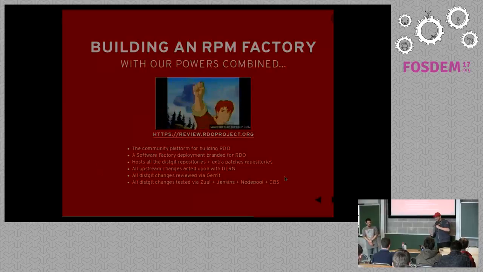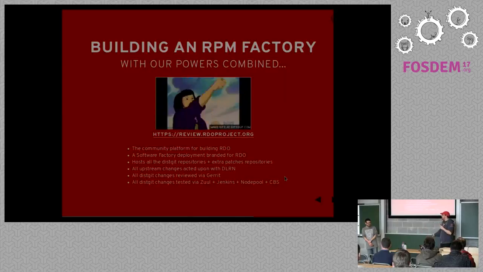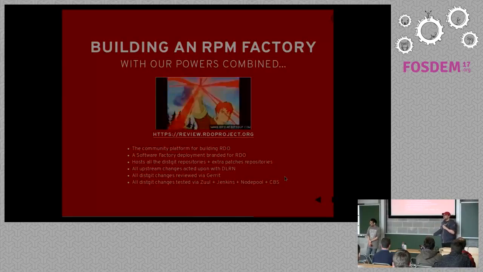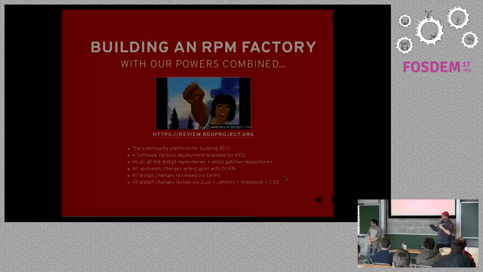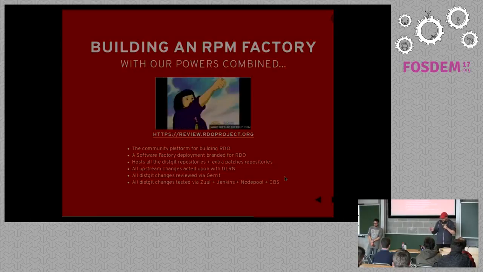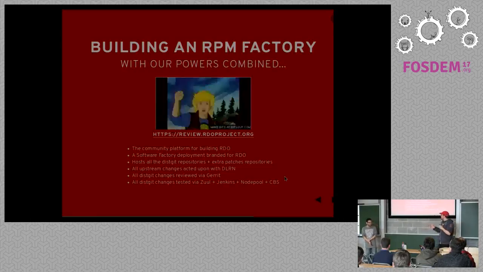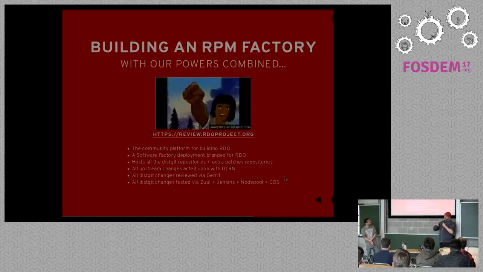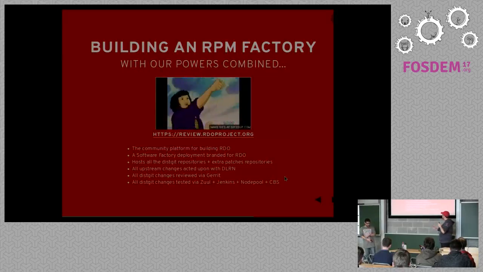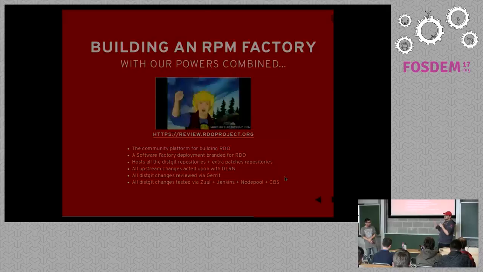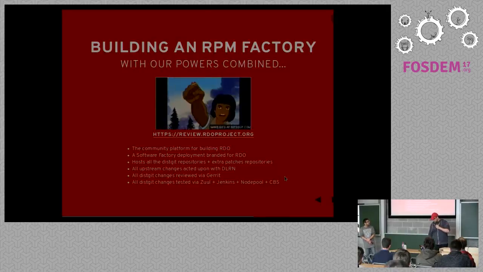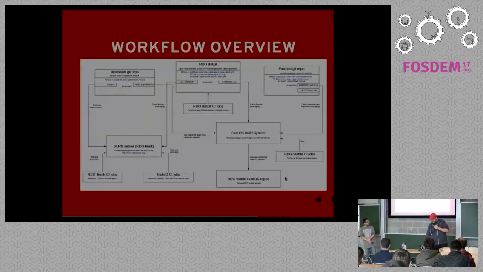With all that, sorry, there's not much time, so we have to go fast. With all that, we managed to create an RPM factory. Upstream changes are going to be taken care of by DeLorean. The tests are going to be taken care of by Software Factory. The workflow is going to be managed by Software Factory. And all the building part is going to be taken care of by CBS, the community build system. So this is a workflow overview.